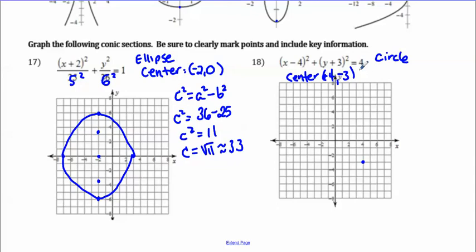The radius of the circle is the square root of this number because this is always r squared. So that means the radius is going to be 2. So from the center you go 2 in each direction, up, down, left, right, and do your best to draw a circle. You can use a compass if you want to get it exact, like that. All right, let's move on to the next page.